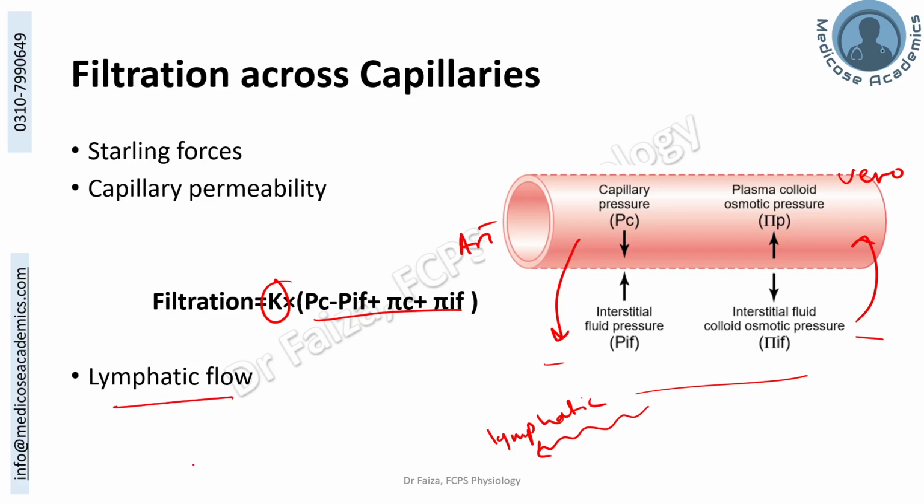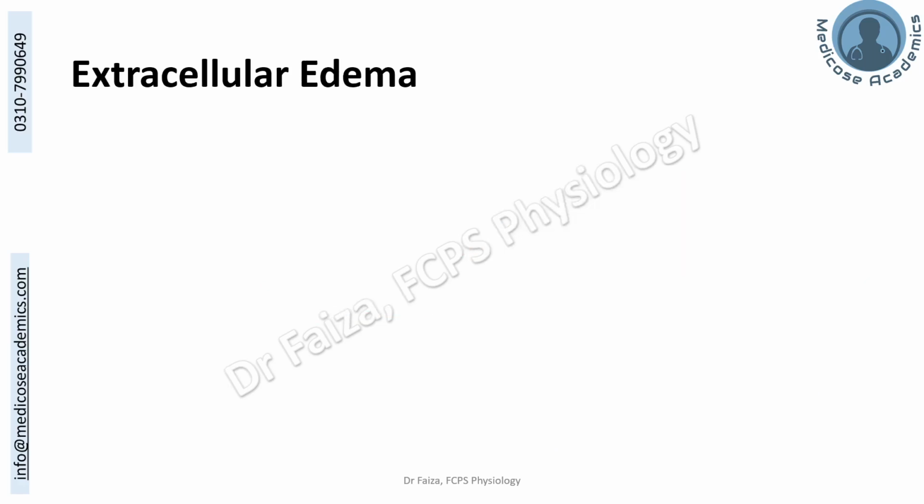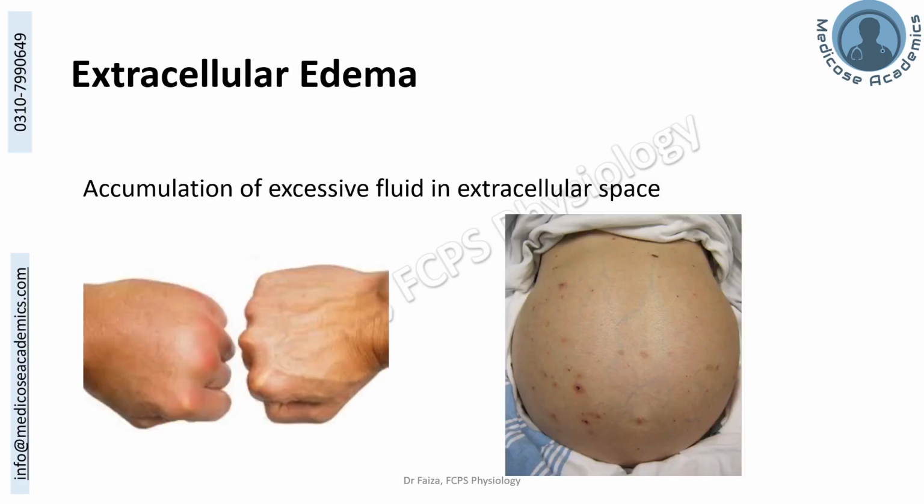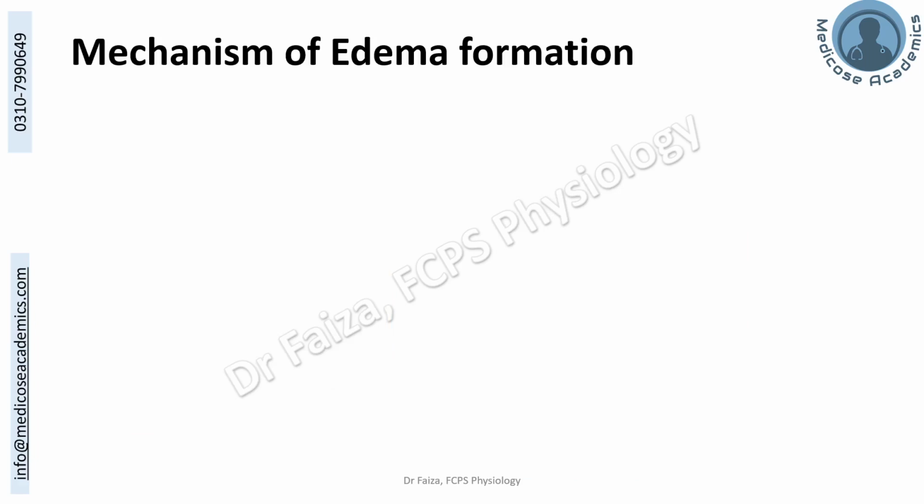So here comes the role of the lymphatic flow as well. And in any of the cases in which the filtration is increased or reabsorption is decreased or lymphatic flow is hampered, the fluid is going to get accumulated over here in the interstitium, leading to edema formation. So extracellular edema is the accumulation of excess fluid in the extracellular space. As you can see in a few images over here.